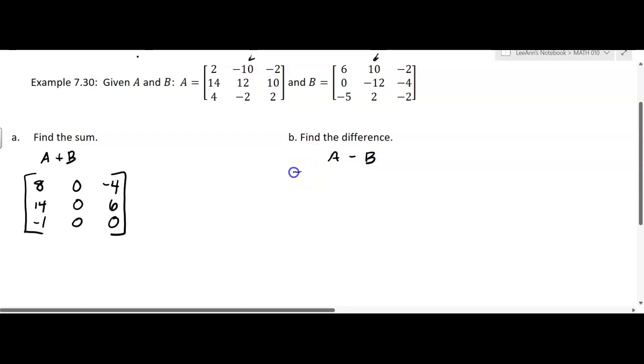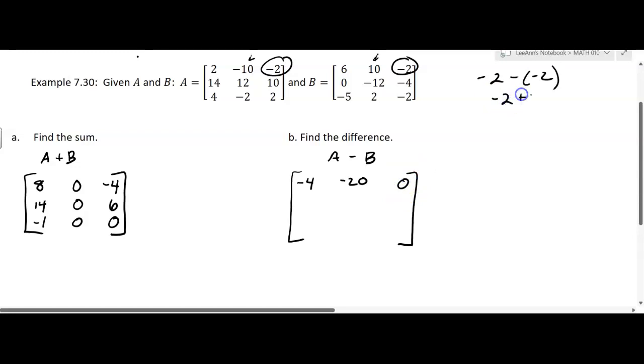So again, I'm going to draw a big old bracket here so I can get my 9 entries in. I'm going to do the same thing. 2 minus 6, negative 10 minus 10, negative 2 plus 2, because you've got negative 2 and negative 2. So negative 2 minus a negative 2. You can write all that out. You could do it on a calculator as well. Whoops, that's going to be 0.